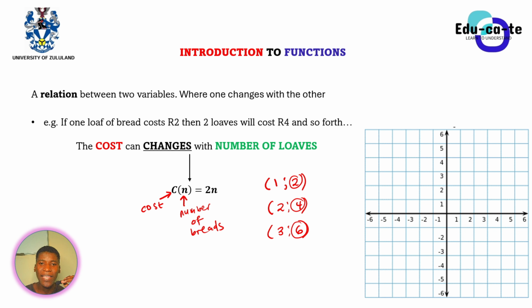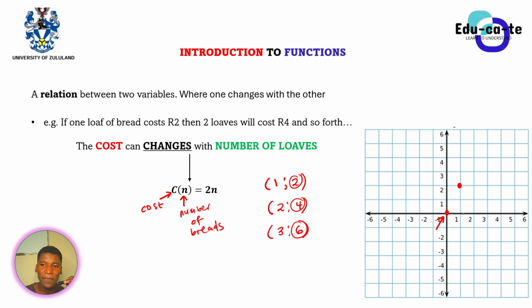So in a sense here, what do we put on the y-axis? We put the value that changes, the variable that changes with respect to another variable. In this case, the cost, which is a function of the number of breads, it changes with respect to the number of breads. That's why we're going to put the number of breads on the x-axis. So basically, if we plot these points, you can see that when there are 0 breads, then the cost is 0 rand because you haven't paid anything.